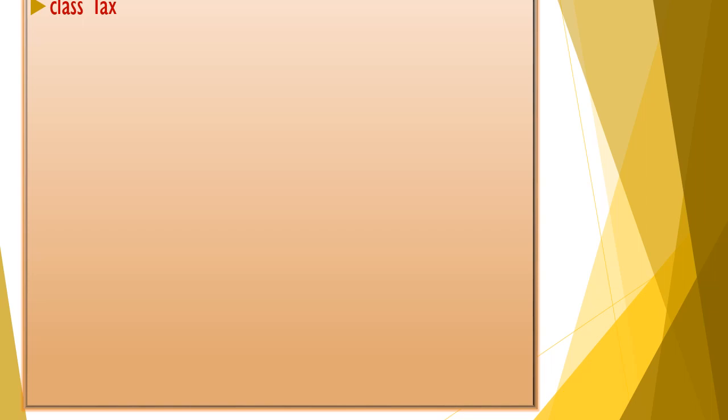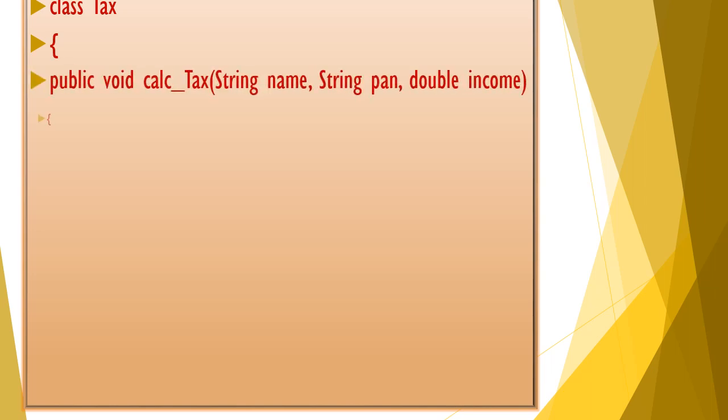Let's see the program here. First, class Tax. Tax is the class name given, and the function name is public void calcTax. And see the input values.